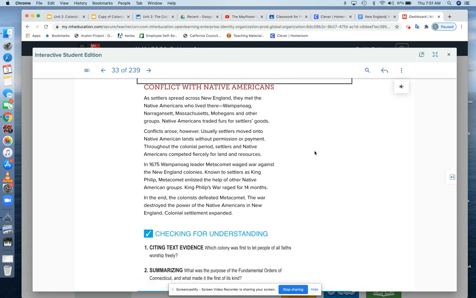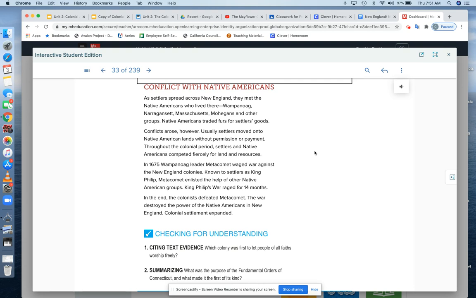Conflict with Native Americans. As settlers spread across New England, they met the Native Americans who lived there, the Wampanoag, the Narragansett, Massachusett, Mohegans, and other groups. Native Americans traded furs for settlers' goods. Conflicts arose, however. Usually, settlers moved onto Native American lands without permission or payment. Throughout the colonial period, settlers and Native Americans competed fiercely for land and for resources.